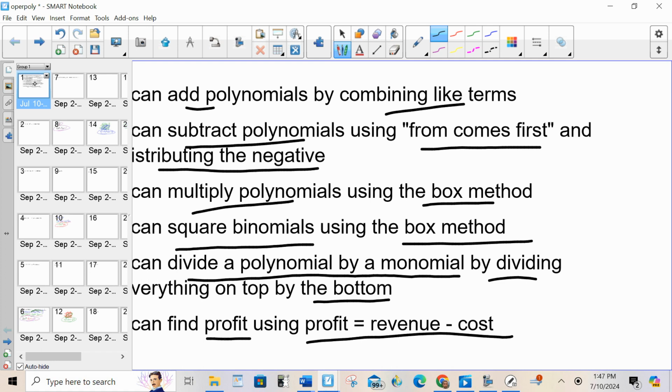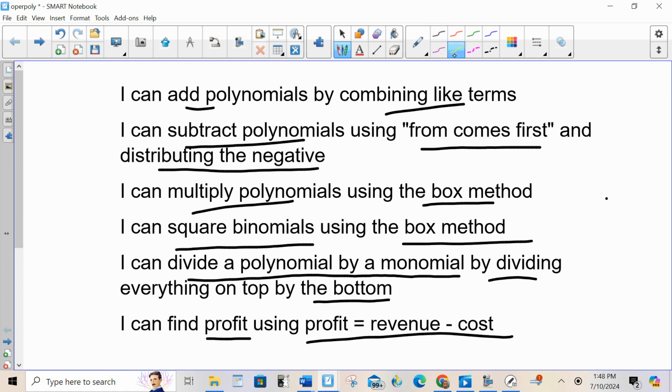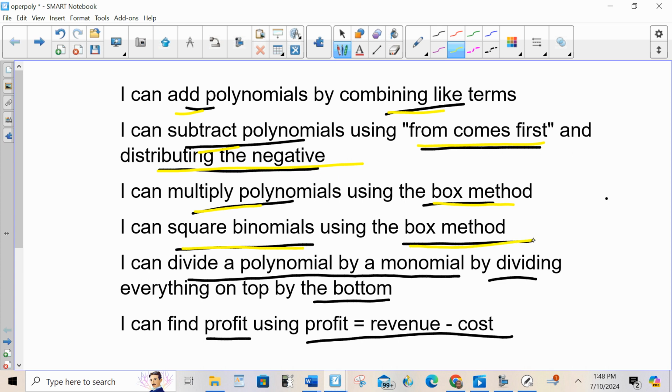We didn't even do a straight up adding example because it's very straightforward. To add, you just combine like terms. To subtract, from comes first. If you see the word from, and then you distribute the negative. Multiplication is box method. Squaring means multiplying by itself, so it's box method. Dividing, you divide everything on top by the bottom. And if they ask you for profit, profit is always revenue minus cost.